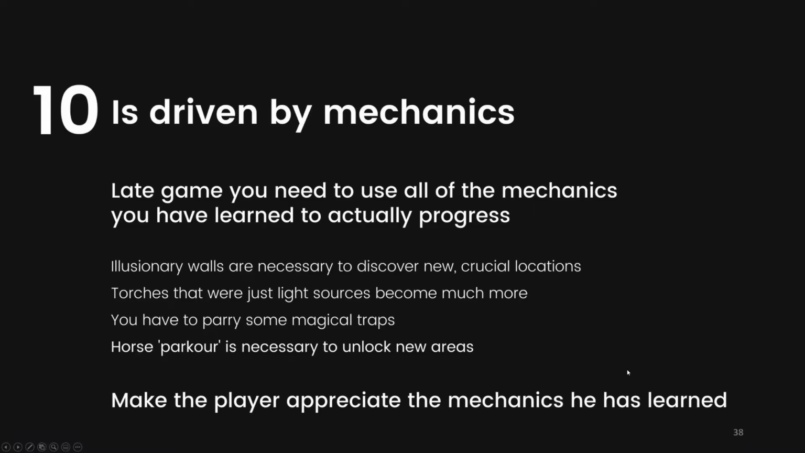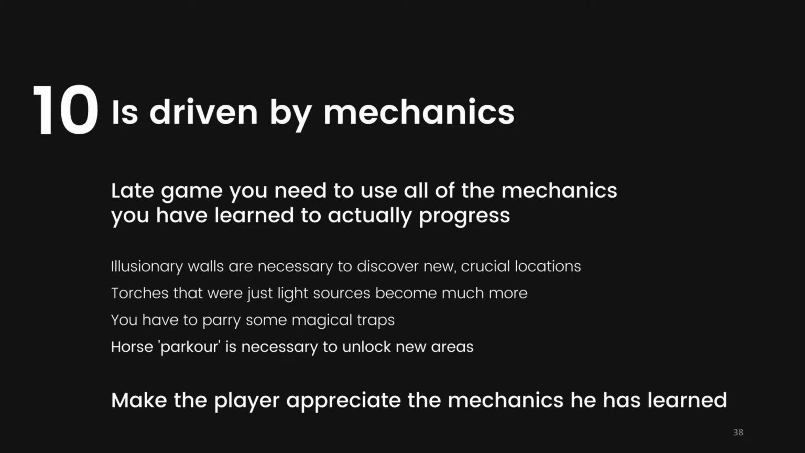And for number 10, the rule is that the game is supposed to be driven by mechanics. What it means is that the mechanics that we learn throughout the game are not supposed to be one-time use mechanics, but we are supposed to be constantly remembering them. We have short memory in general, so we need to be reminded all the time that those mechanics are important. For example, in Elden Ring, in late game, you need to use all of the very basic mechanics to actually progress in the game.